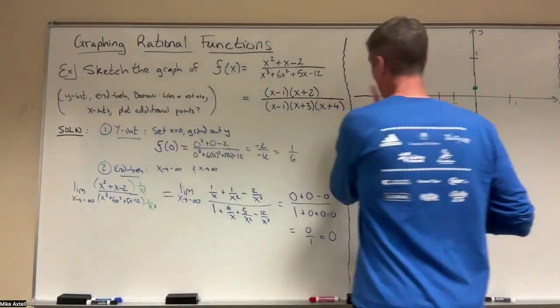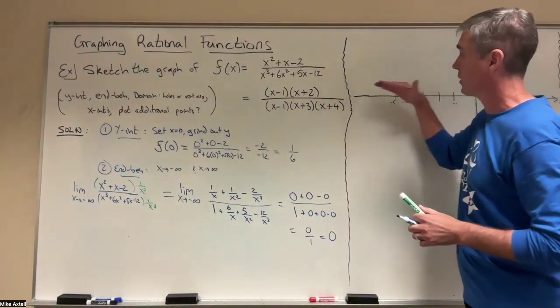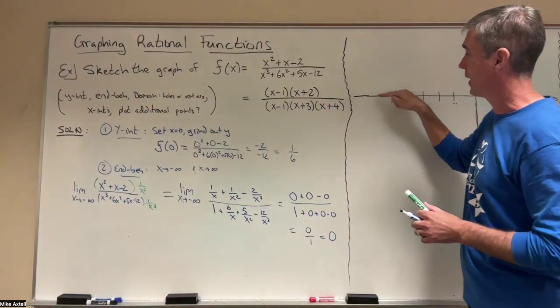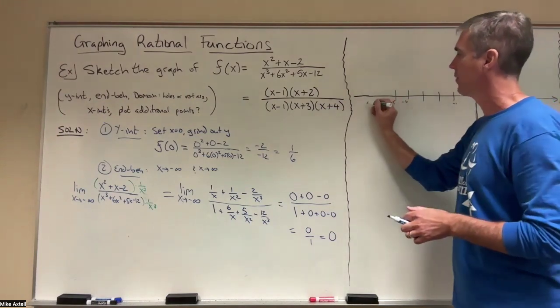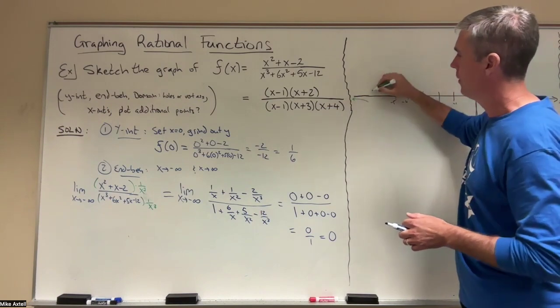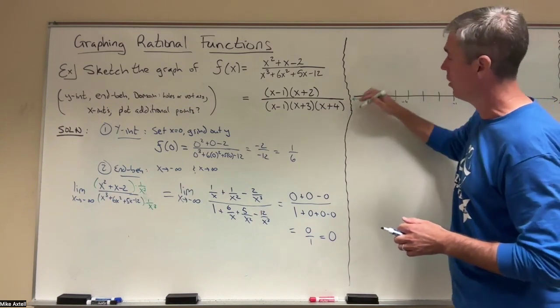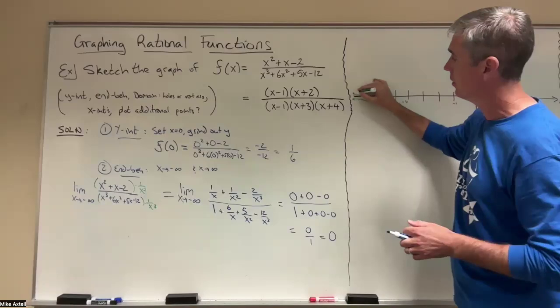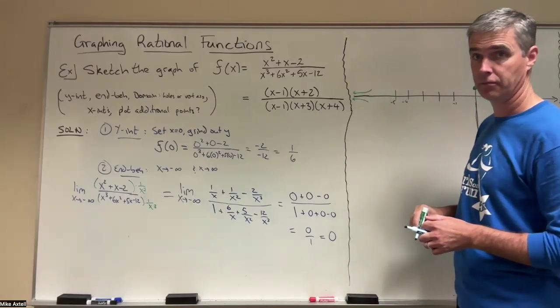So my end behavior way off to the left is, as x goes way off to the left, my y values get close to 0. So I think my graph's either got to do this, approach 0 from below, or I might approach y equals 0 from above, okay?